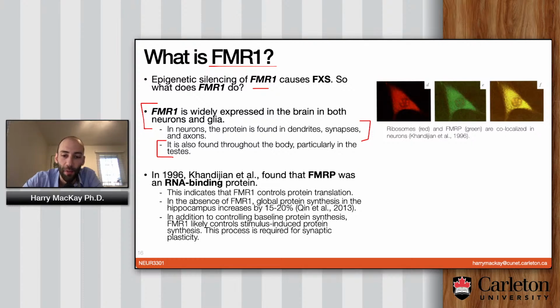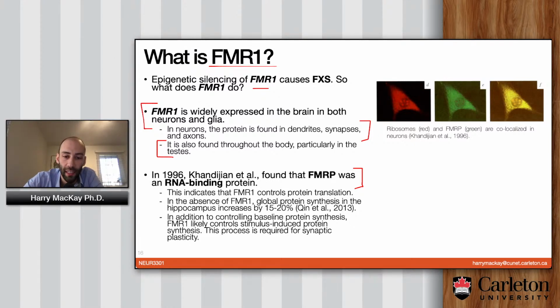But in the 90s, it was found that FMRP is an RNA binding protein. So the suggestion then by Kandijian et al. is that the FMR1 protein controls protein translation, because of course ribosomes are where mRNAs are converted into proteins. So if you have something that binds to RNA, what you might have on your hands is a protein that fine-tunes protein synthesis and regulates the rate at which it happens. Maybe if you don't have it, your cells produce the wrong amount of protein, and that could be problematic. And in fact, this is what we see.